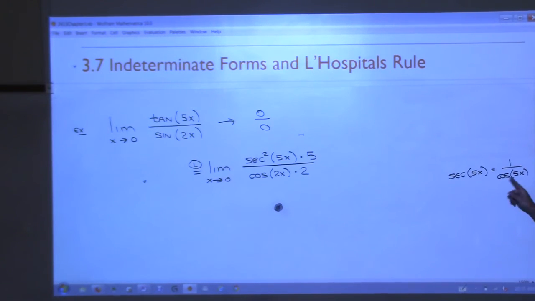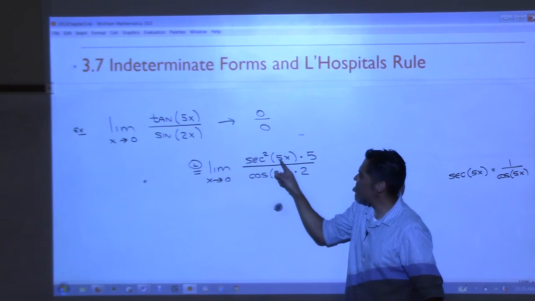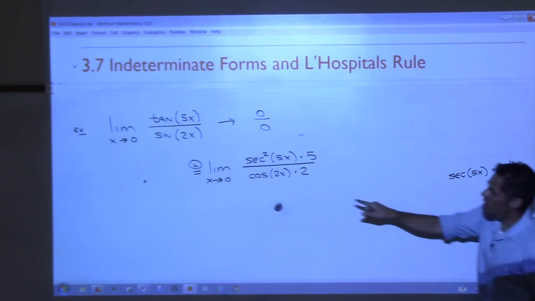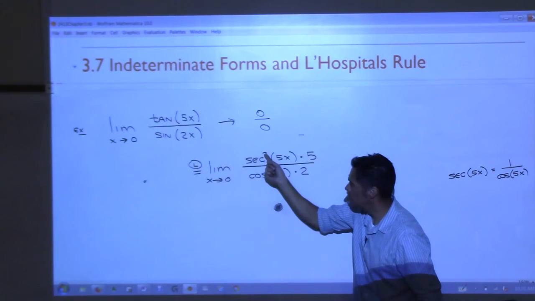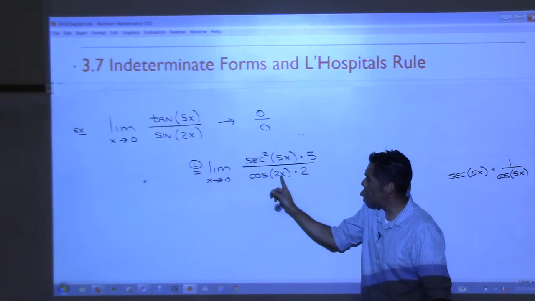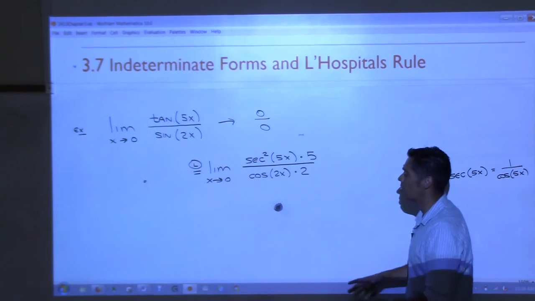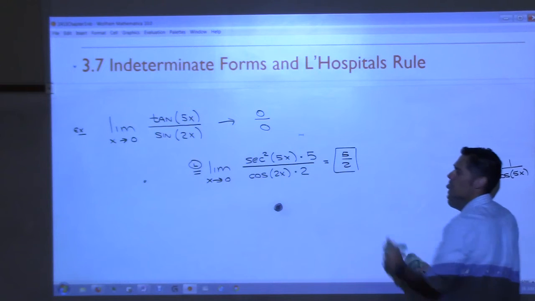That's what that is? Okay, so now let's try and plug in 0. Secant of 0 is 1 over cosine of 0. Cosine of 0 is 1, right? So when I plug 0 into this, I get 1 squared. 1 squared is 1. Here, plug in 0, I get 1 again, right? Times 2. So when I take my limit now, I don't get 0 over 0. I get 5 over 2. And we're done.